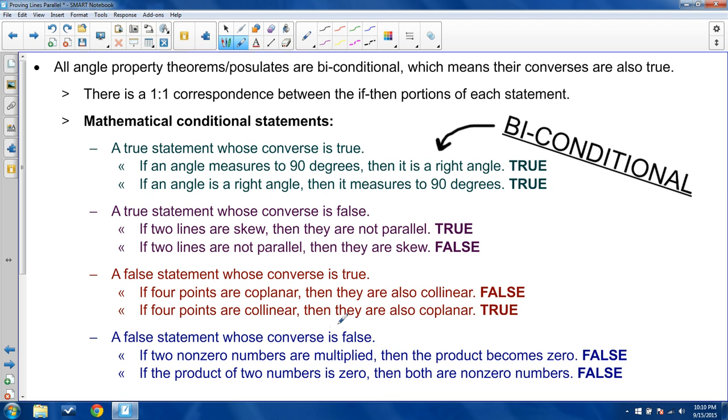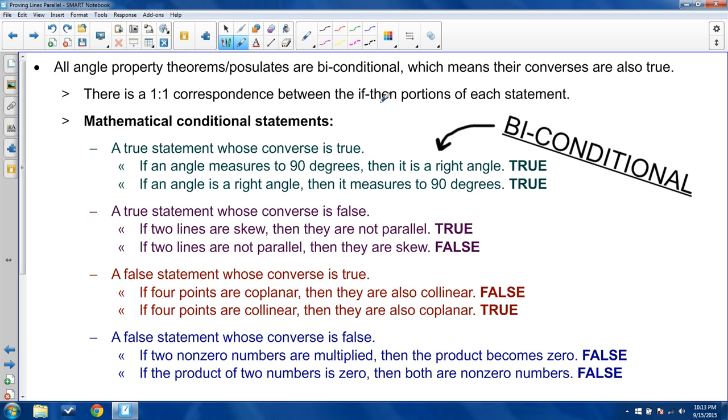And a false statement whose converse is false. If two non-zero numbers are multiplied, then the product becomes 0. There's something called the zero product property, which says one of your values must be 0 in order for you to get a product of 0. So that's false. And if the product of two numbers is 0, then both are non-zero numbers. Once again, that's false. If you get an answer that's 0 from two numbers being multiplied, one of them had to have been 0. They can't both be non-zero. So again, the only biconditional statement is the one whose converse was true.